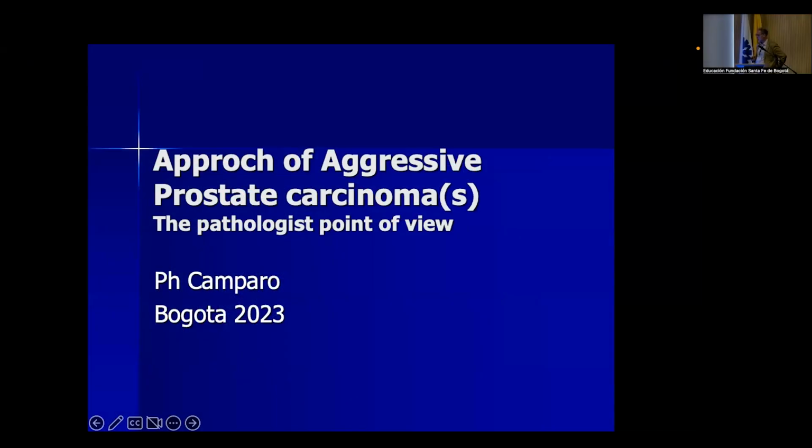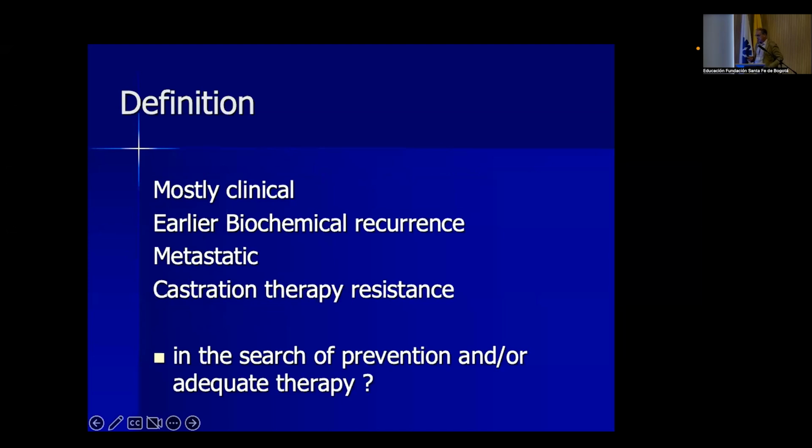This will bring some new light on your practice. So you all know what aggressive prostate cancer is. The definition is mostly clinical, with an earlier biochemical recurrence, earlier metastasis, and castration therapy resistance. And the point is, is there any clue for prevention or adequate therapy for these patients?